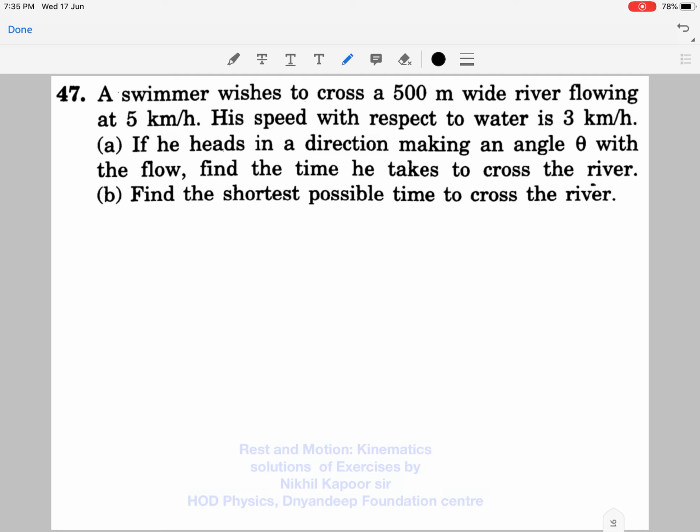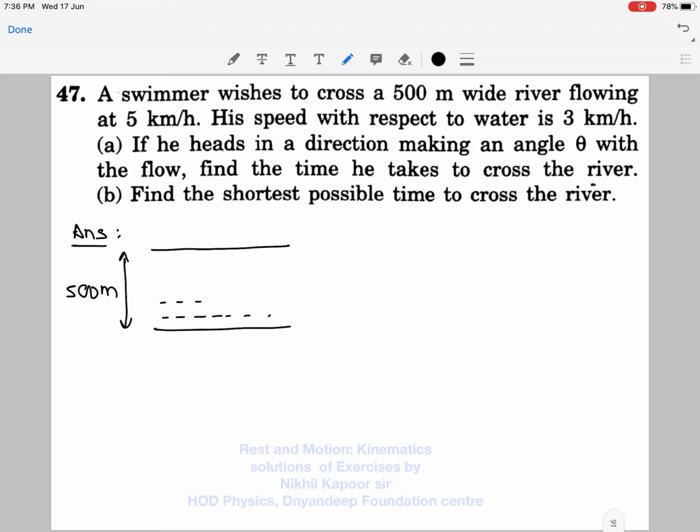Okay, now this is the 47th question from H.C. Verma, exercise of topic kinematics. It is said that a swimmer wishes to cross the river which is 500 meter wide. So let us suppose this is the river and the width of this river is 500 meter.